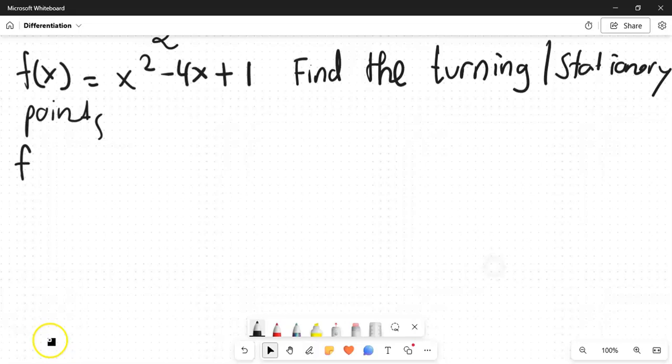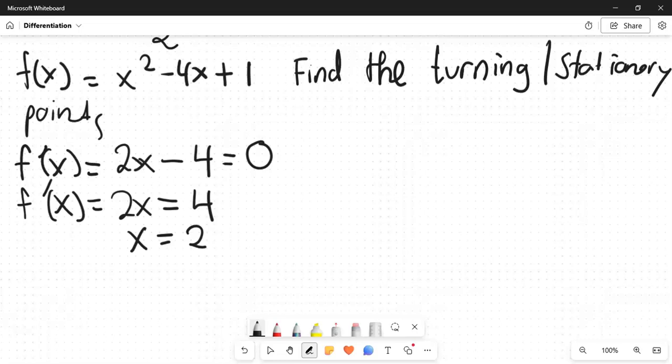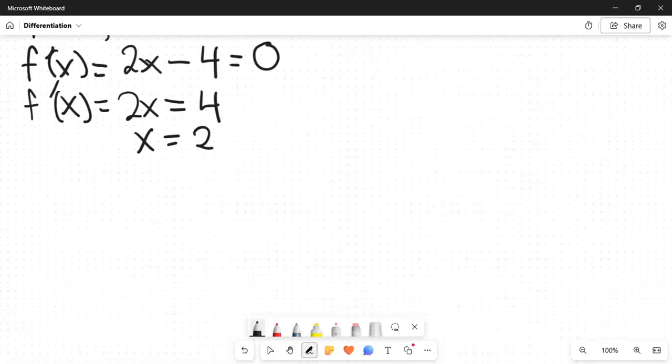So let's first differentiate this function. It will be 2x minus 4, and we set the derivative equal to 0. So 2x minus 4 is equal to 0, and x is equal to 2. In our coordinates, 2 is the x value.